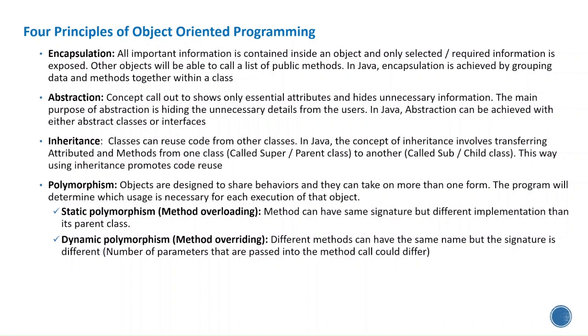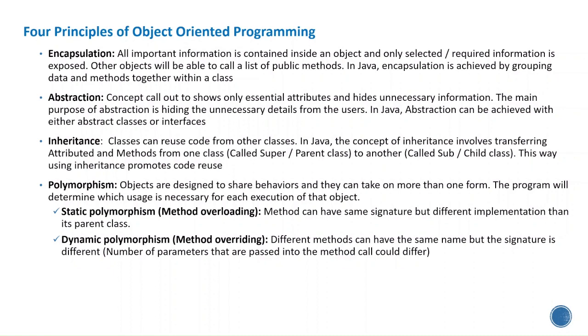Principle 2, abstraction. This concept calls out to show only the essential attributes and hides all unnecessary data. So abstraction can be achieved by using abstract class or interfaces. Inheritance, which is the third principle, says that a class can reuse the code from other classes and thereby make the programming easier and simpler and more organized. The concept is to transfer the attributes or methods from one class, typically called the parent class or superclass, to another class which is a subclass or child class.